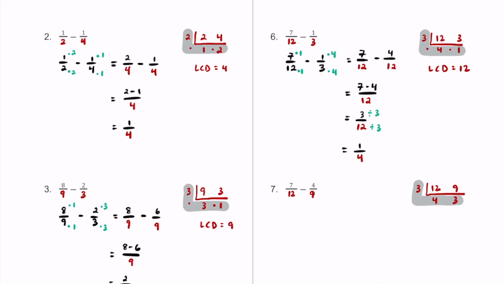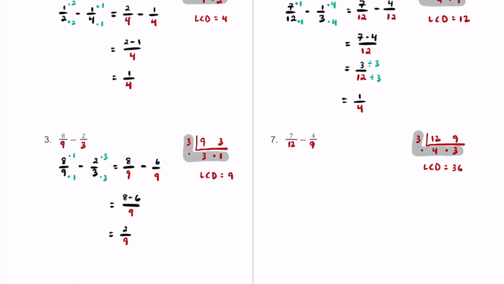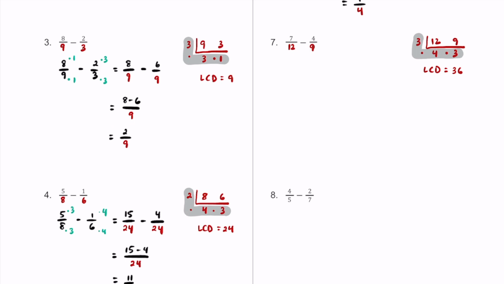If we multiply down here, 3 times 4 is 12, times 3 is 36. So the least common denominator, least common multiple for 12 and 9 is going to be 36. That's the smallest number we can use for a common denominator.